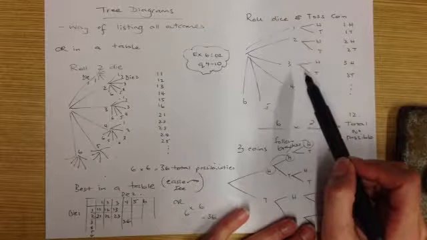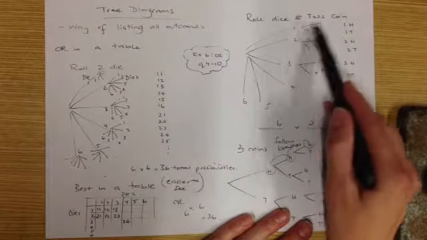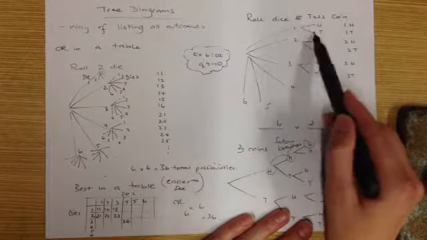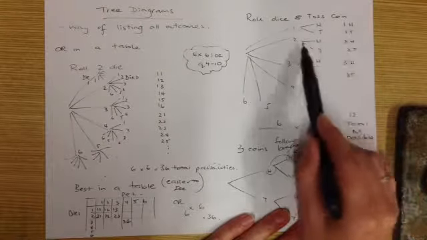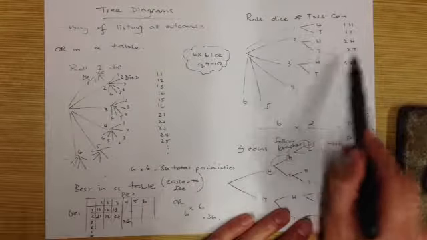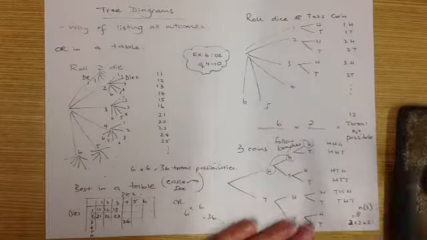We'll draw a tree diagram where we roll a dice and then we toss a coin. So 6 arms in the tree, and each of those branches has to have a coin. So a head and a tail, head and a tail. So we get a 1 and a head, a 1 and a tail, a 2 and a head, a 2 and a tail, a 3 and a head, and a 3 and a tail.